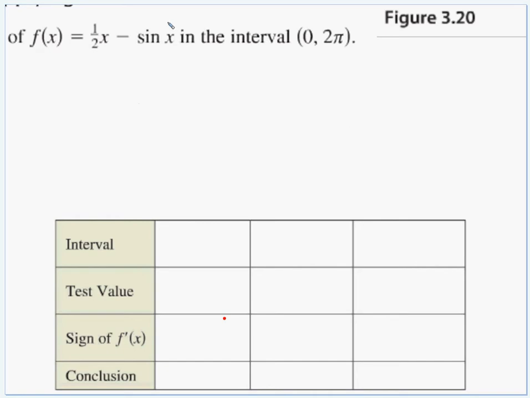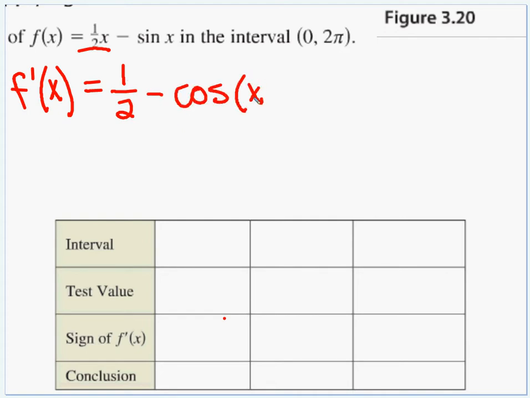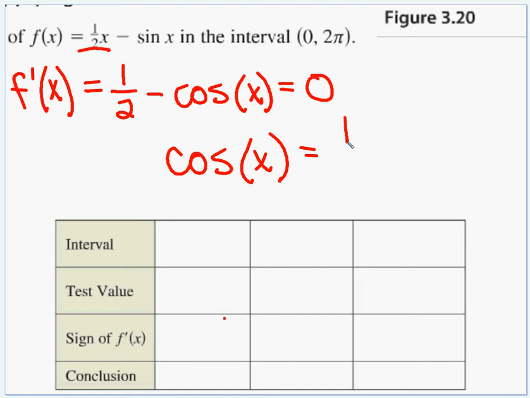So of course, step 1, we need to find those critical numbers. We're going to need a derivative. F prime of x equals half x derives to a 1/2, sine derives to cos. We take the derivative and set it equal to 0. And since the cos is negative, I'm going to add it. So my cos is going to be positive, but I want that to be on the left, so I'm going to write it here. Cos of x is equal to positive 1/2. That is our derivative.